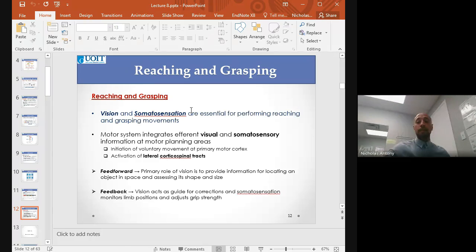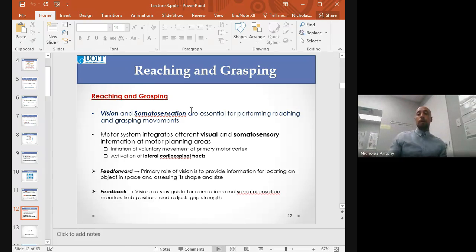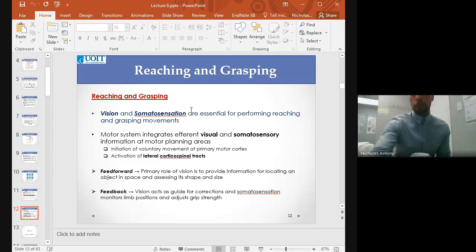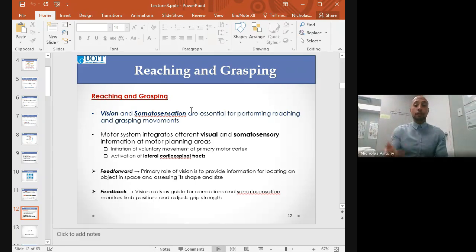So again, just like when talking about postural control, we have feed forward and feedback control of those tracts. Now with reaching and grasping, it more utilizes the lateral upper motor neuron tracts, specifically the lateral corticospinal tract.